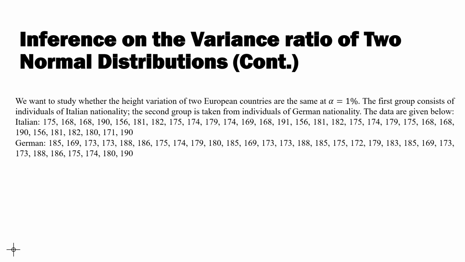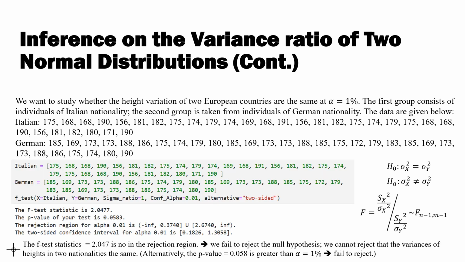Let's go over an example together. We want to study whether the height variation of 2 European countries are the same at alpha equals 1%. The first group consists of individuals of Italian nationality. The second group is taken from individuals of German nationality. Looking at the question, we can identify that we are interested in studying the variances of 2 different populations. The null hypothesis states these variances are equal, while the alternative hypothesis states these variances are not equal. Equivalently, we can say that under the null hypothesis, the ratio of the variances equals 1, and under the alternative, the ratio of the variances does not equal 1.